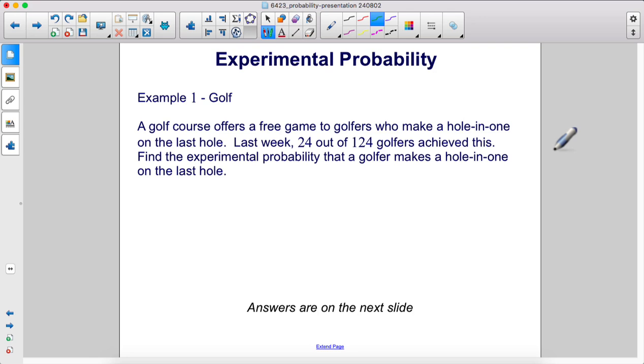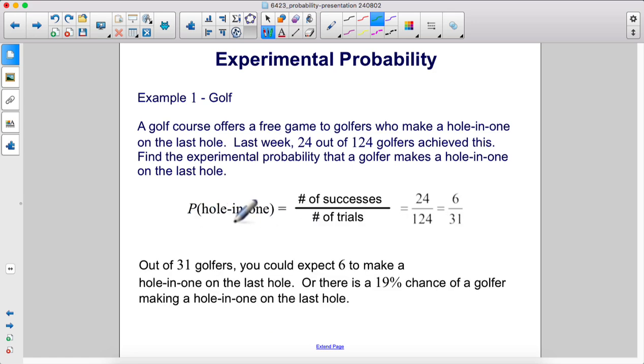Example 1. Golf. A golf course offers a free game to golfers who make a hole-in-one on the last hole. Last week, 24 out of 124 golfers achieved this. Find the experimental probability that a golfer makes a hole-in-one on the last hole. The experimental probability is the number of successes divided by the number of trials. Out of 124 golfers, 24 got the hole-in-one.